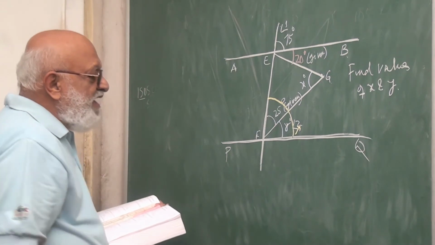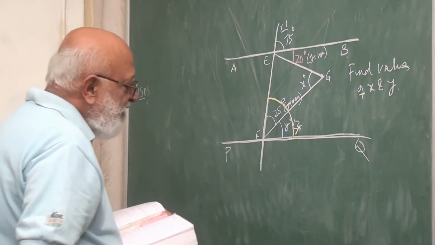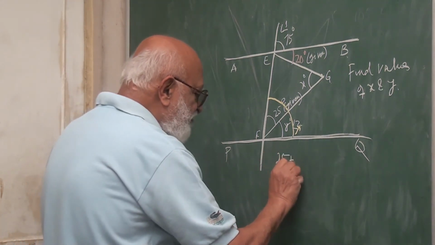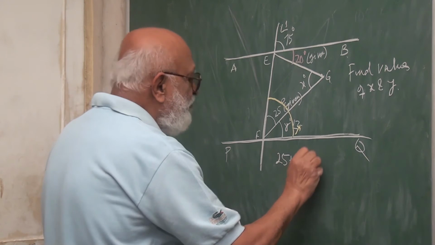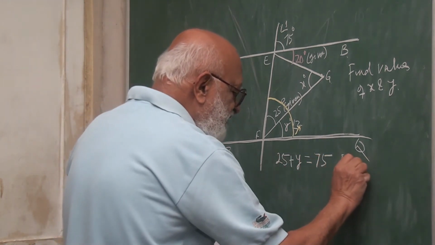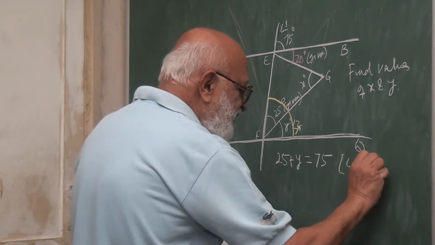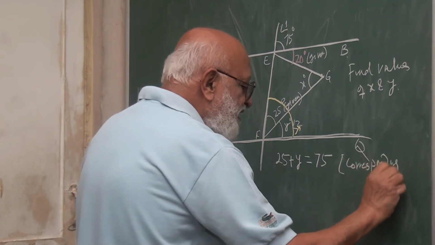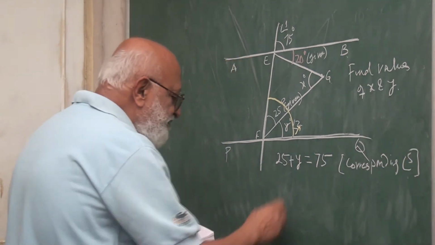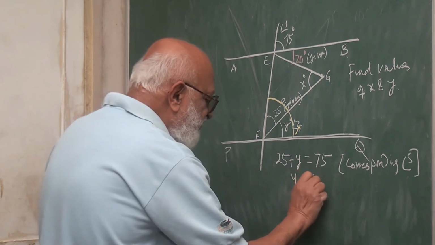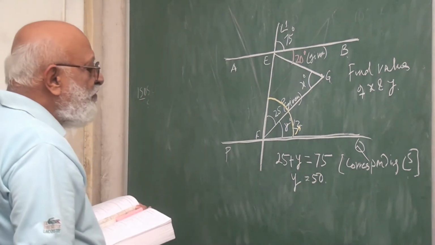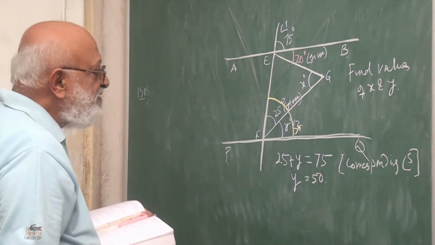So this angle and this whole angle mean 25 plus y is equal to 75, because they are corresponding angles. This is the first relationship. So y equals 50. Okay, one is done.